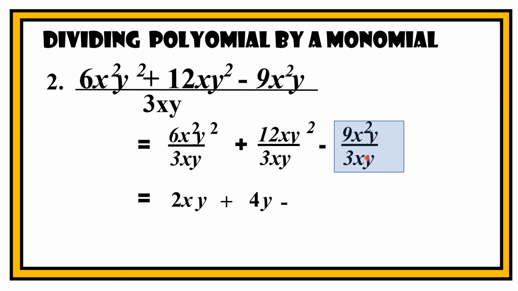Minus now, 9x squared y divided by 3xy. So, divide natin yung numerical coefficient. So, we have 9 divided by 3 is 3. Then, x squared y divided by xy is equal to x. So, this is now the final answer, 2xy plus 4y minus 3x.